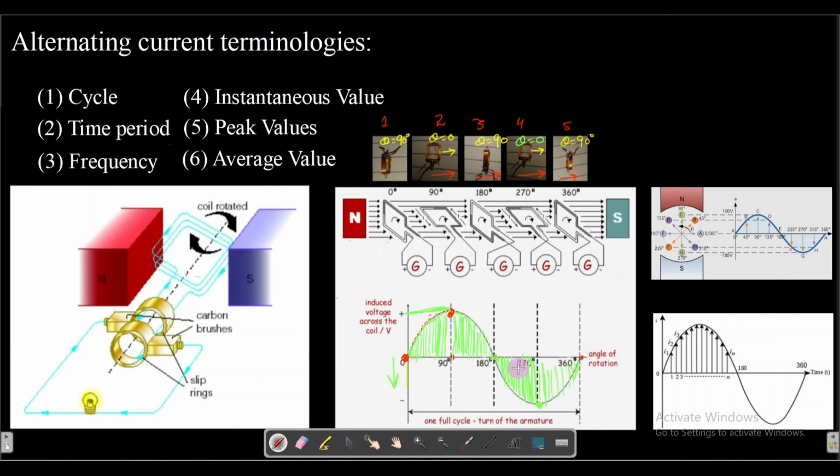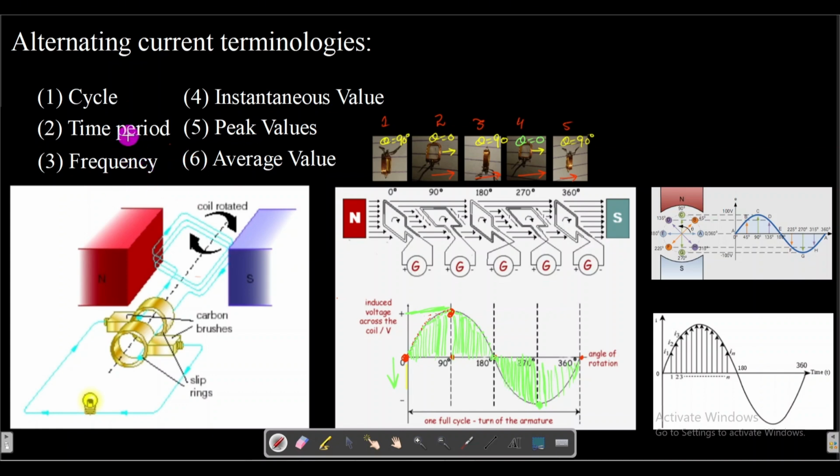Now, time period. Time period is the time required to complete one rotation. So for this coil, if it completes one rotation, there will be some time required. The time in which this coil completes one rotation is called the time period. Okay, time period. And now what is frequency?